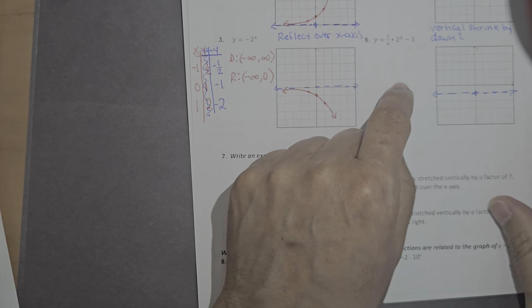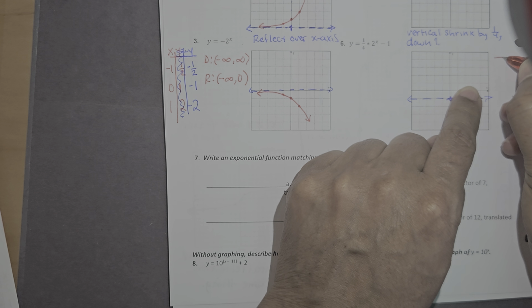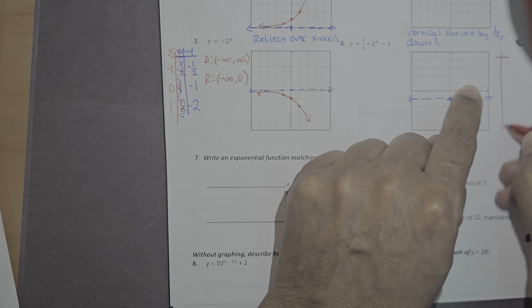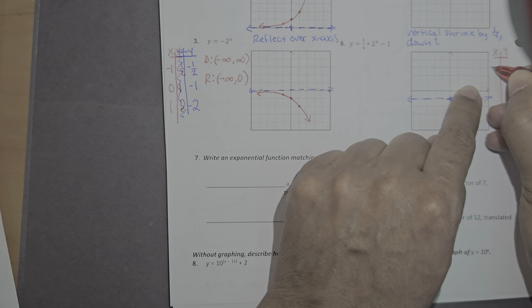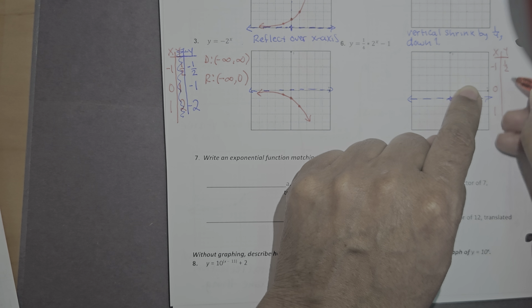Now, for this one, I do need to change the parent function table because I need to multiply the y values by 1/4. So the original table for the parent function: -1, 0, 1, and the y values 1/2, 1, and 2. Now, let's multiply the y values by 1/4.